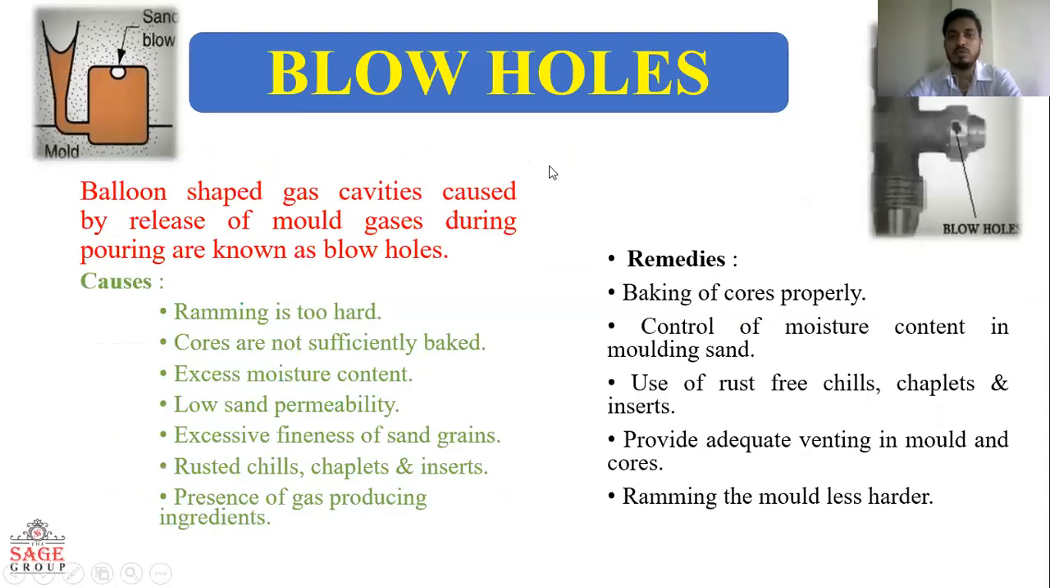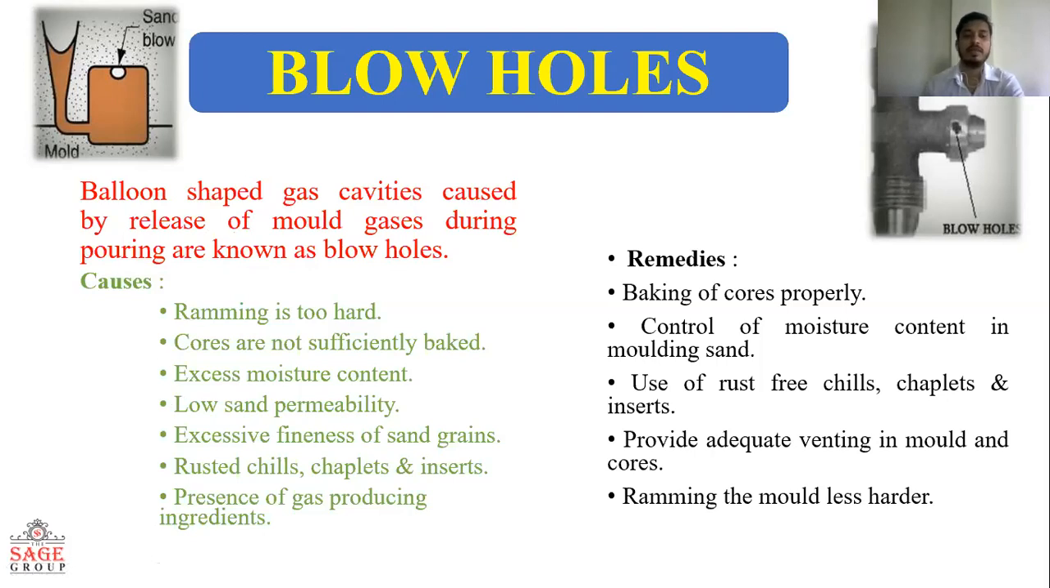Next defect is blowhole. As the diagram shows, a balloon-shaped gas cavity caused by release of mold gases during pouring is known as a blowhole.